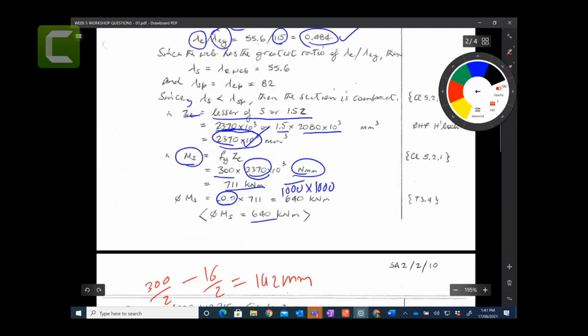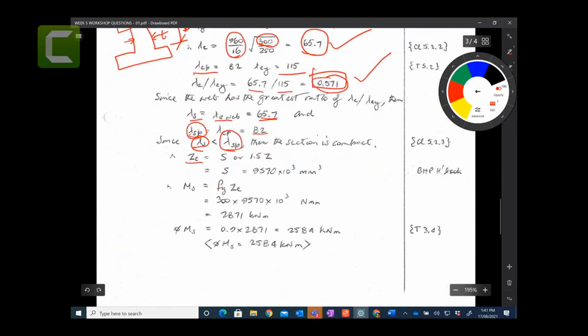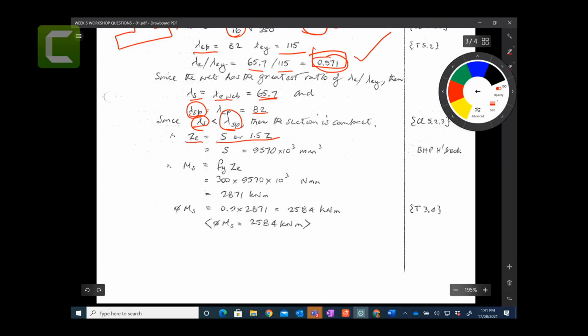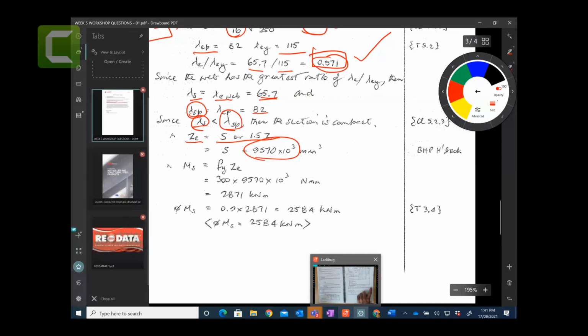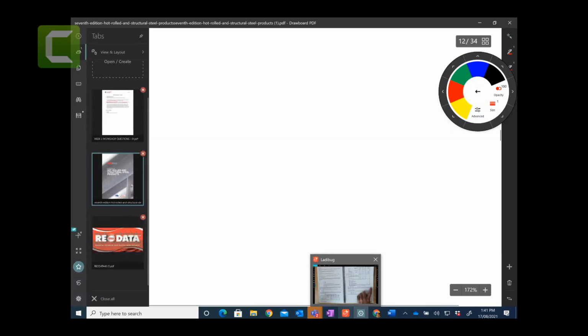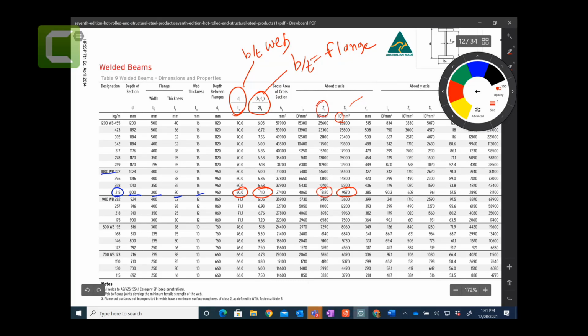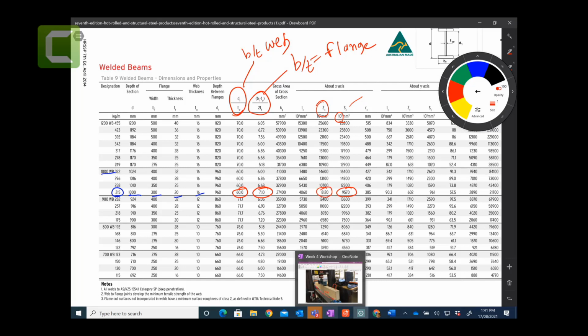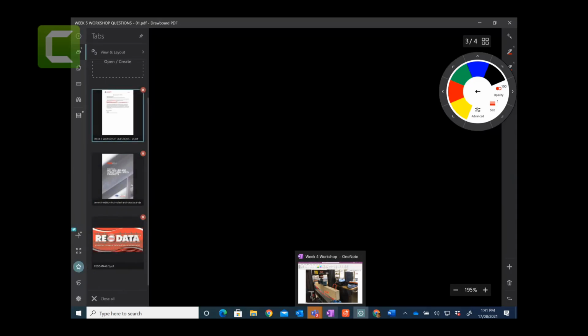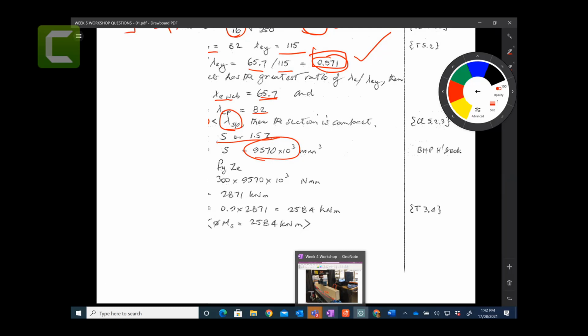So for that, the minimum of S and 1.5 Z, S is 9570. If you take it here, welded beam, this one, the S value is 9570 times 10 to the power 3, which is your plastic section modulus. This is your elastic section modulus, and it is 8120. If you do the quick calculation, the minimum one would be your plastic section modulus. So therefore 9570 is taken here.